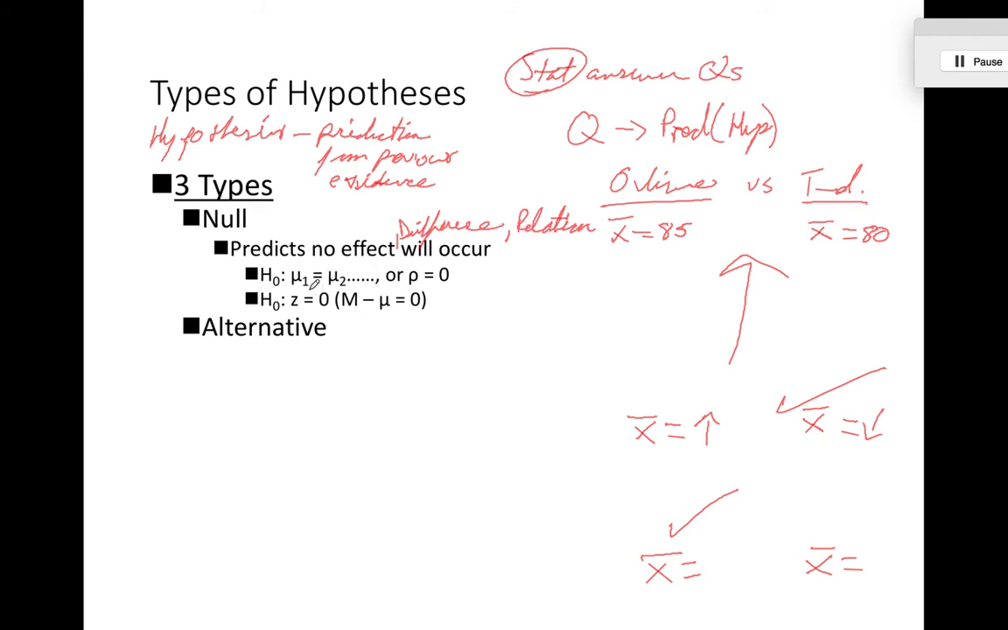Now here, symbolically speaking, the null hypothesis predicts the following. If we're comparing group 1 and group 2, let's say online versus traditional, it would be mu1 is equal to mu2, or mu1 minus mu2 is equal to 0. Okay, so in other words, the difference between mu1 and mu2 is going to be equal to 0, or mu1 is equal to mu2, and the difference between those two averages is equal to 0. Now, if you notice, the null hypothesis is symbolically stated in terms of population parameters.